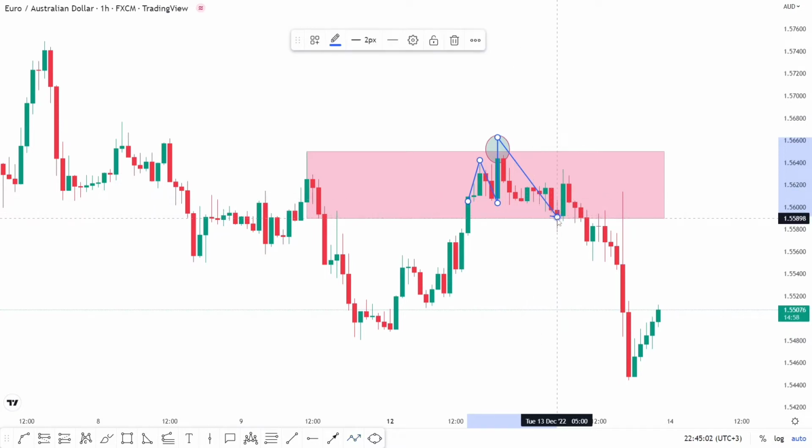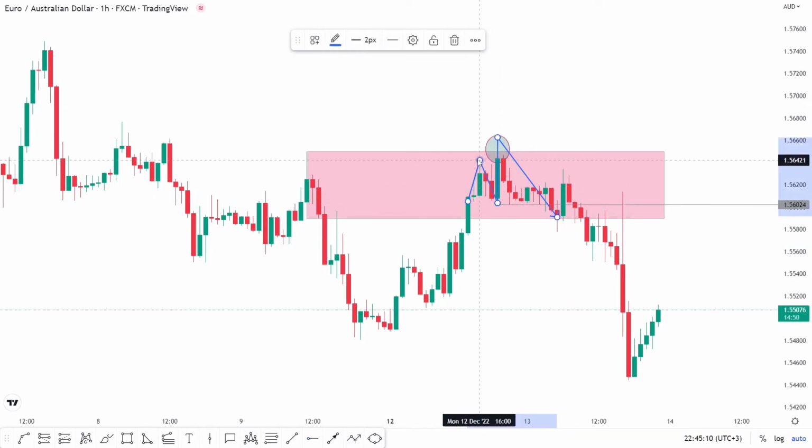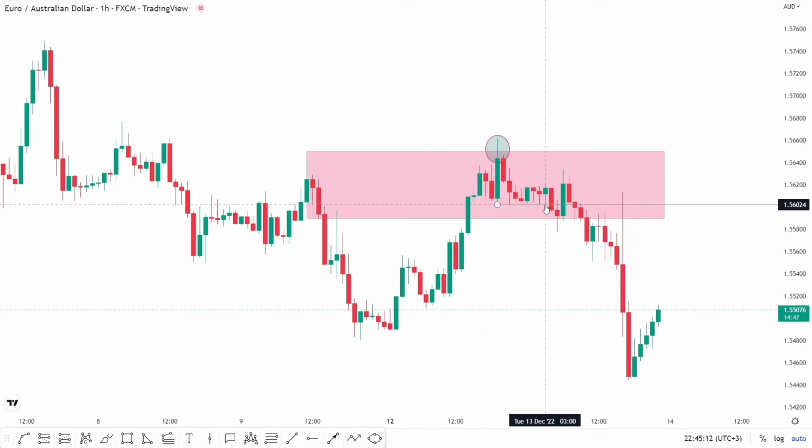Now, when we have an M pattern, we look for our entry point at the neckline. The neckline is the lowest point there. So now I already have my pattern. I already have my neckline.